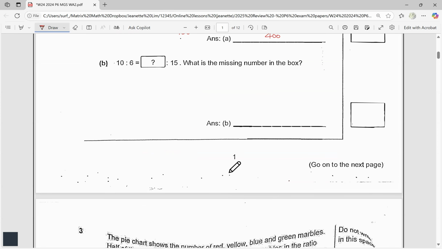Okay, next one, ratio 10 to 6 is equal to what? Something to 15. Now you can't change from 6 to 15 straight away. So what we do is simplify it first. So you divide by 2 on both sides. You get 5 to 3. Now I can change my second number to 15 by multiplying it by 5. So you multiply both sides by 5 and you get this. So the missing number will be 25.